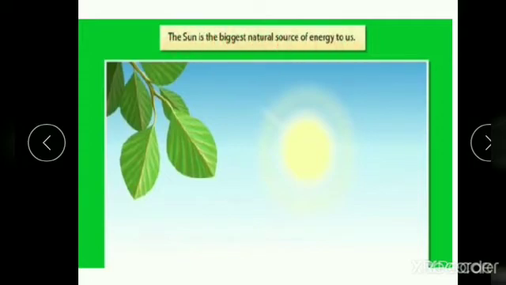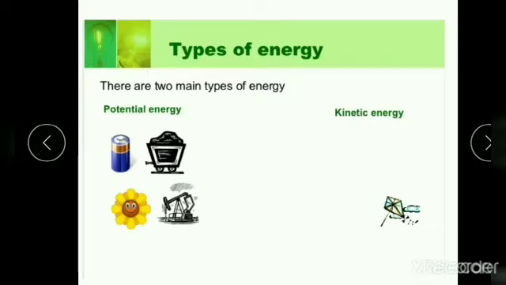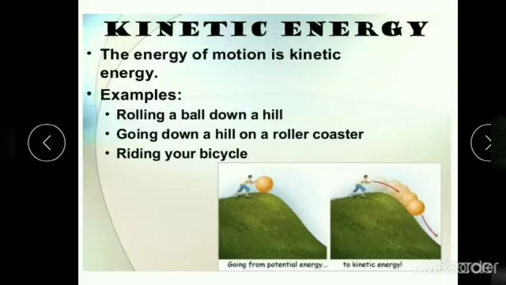Energy can be classified into different types. In today's class, we are going to see the two main types of energy: potential energy and kinetic energy. So what are potential and kinetic energy? First, we will see what kinetic energy is. Any moving object, such as a flying bird, a running kid or a moving train, has moving energy. This energy of movement is called kinetic energy.